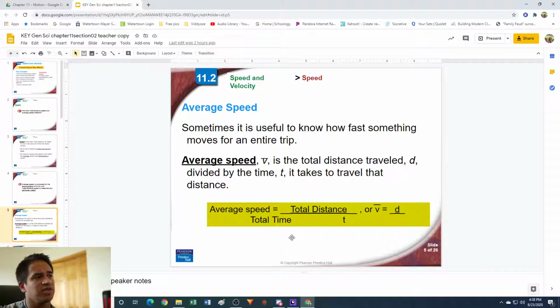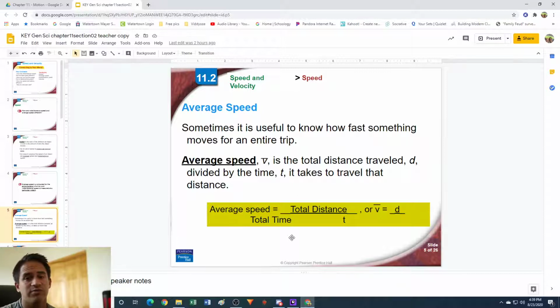Average speed is useful to know how fast something moves for an entire trip, or for a longer duration of time. For example, if you're a track runner, a football player, or any athlete, even soccer players, you might have a time for your 40-meter dash. If you took 40 meters divided by your time and got your speed, that would be an average speed. That is, on average, how fast you're running over 40 meters.